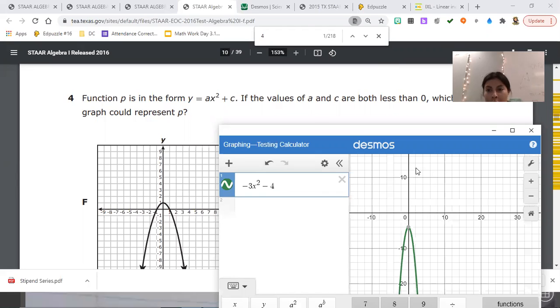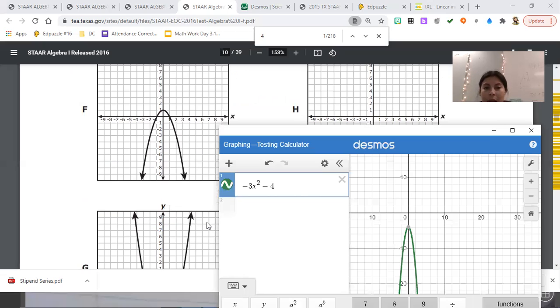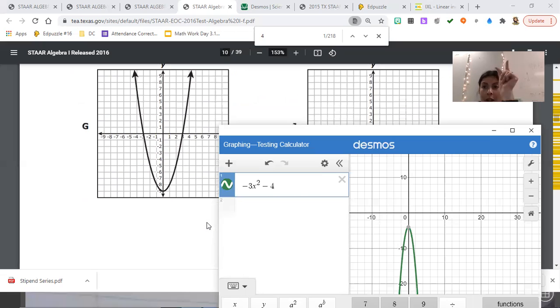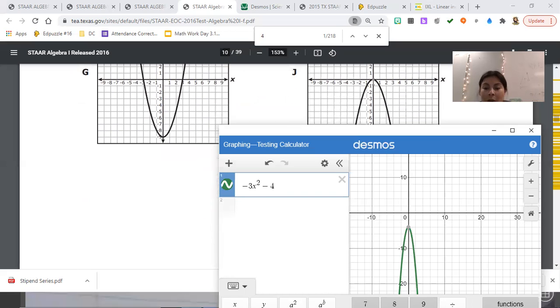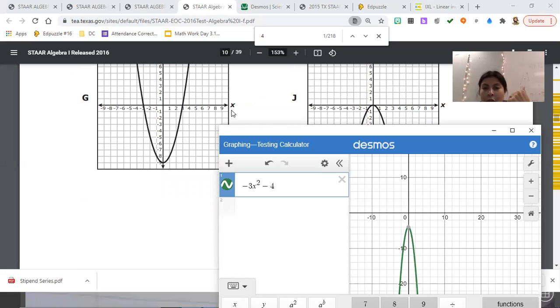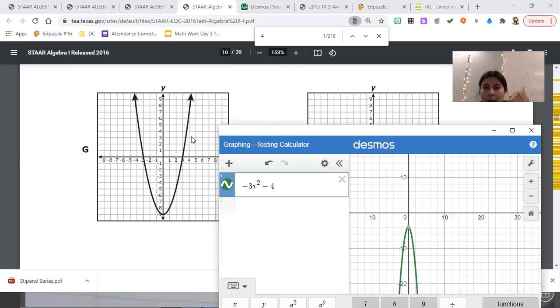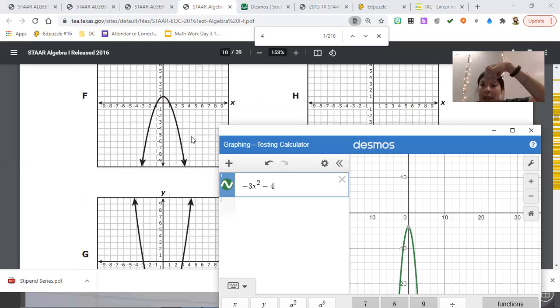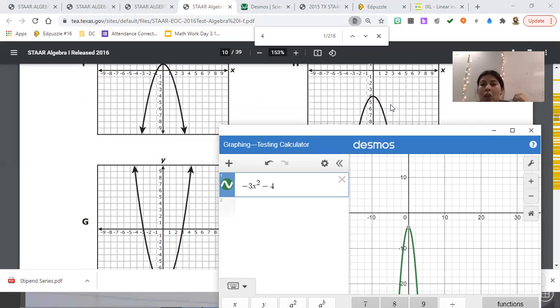So this is what it looks like, and let's see. Well, F looks kind of like it. It's facing down, but mine's under 0, so it can't be F. Definitely not G, because G is upward. J is at 0. Mine's under 0. It had to be less than 0. So it has to be H, because it's facing down and it's under 0. So you're just following the instructions that it tells you in the problem.